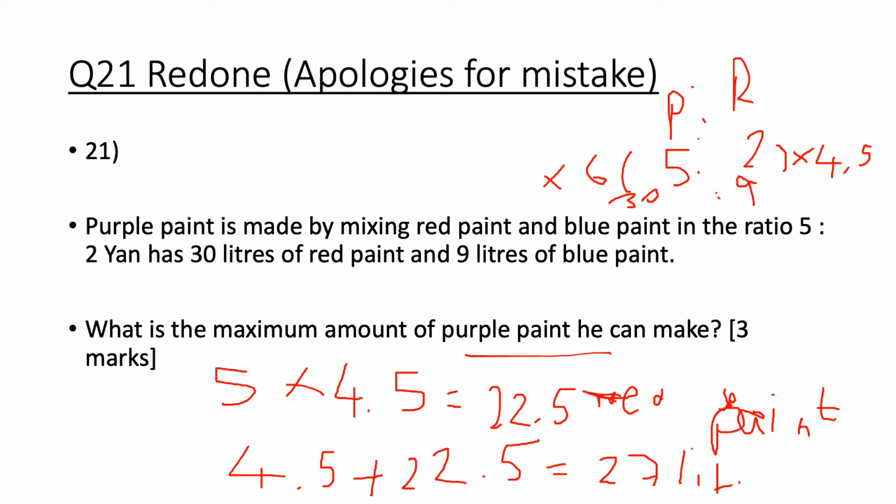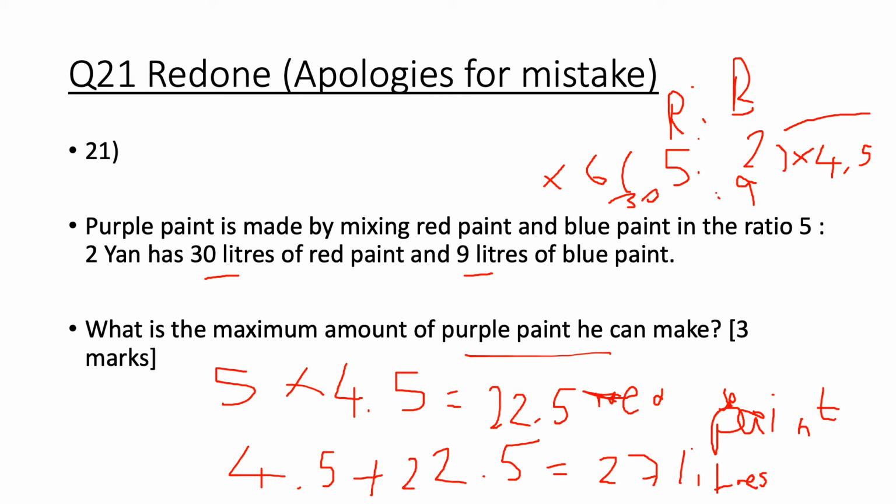And that is because of the ratio actually. Because we've not got enough blue paint. Sorry, that's red and that's blue. Because we only have 9 liters of blue paint, that obviously means that it is only possible to have 22.5 liters of red paint out of the 30, which obviously minimizes the number of purple paint overall.